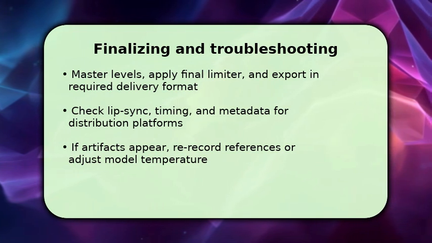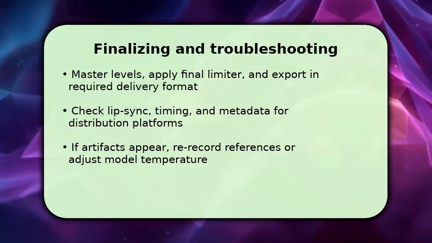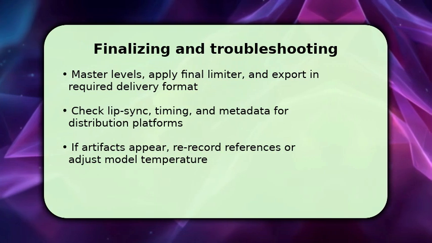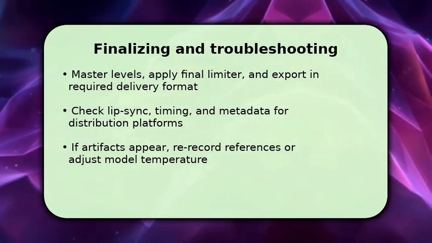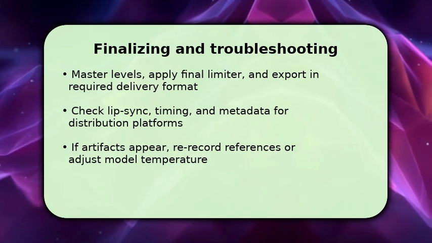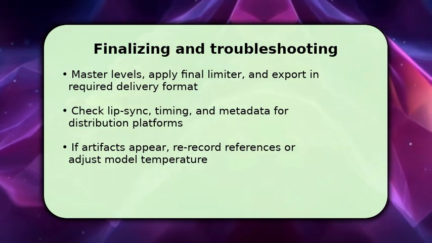If you hear glitches, intelligibility issues, or robotic inflections, the key troubleshooting step is to re-record cleaner reference lines and tweak model temperature or prosody controls. Lower temperature for stability, higher for expressiveness.